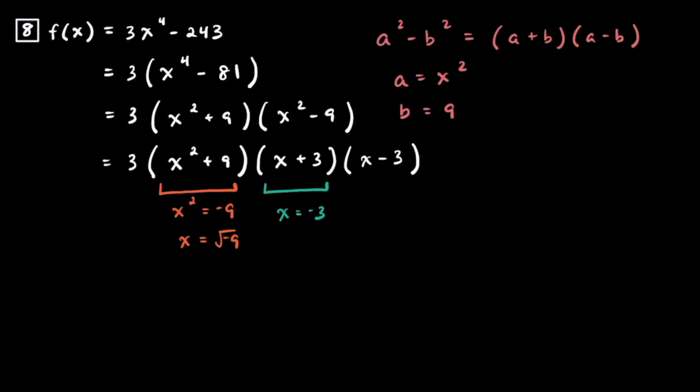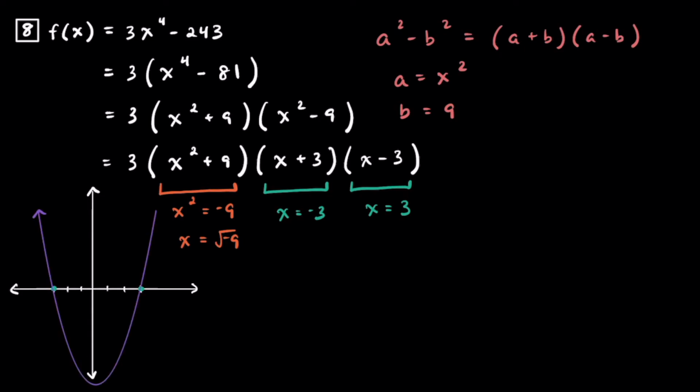And then looking over at the third part, well, maybe I'll keep this the same color. This would be x equals positive 3. That would be another x-intercept. On a coordinate plane, we can go ahead and put this negative 3 over to the left and positive 3 over to the right. Those are going to be our only two x-intercepts that we can see on the real number line. And more or less, our function is going to look something like this.